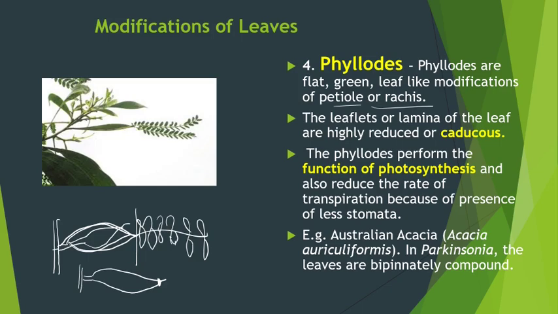In Parkinsonia, the leaves are bipinnately compound. So a very, very common example. So always see the difference between phyllodes and phylloclade, which can be asked for 2 marks in your exam.